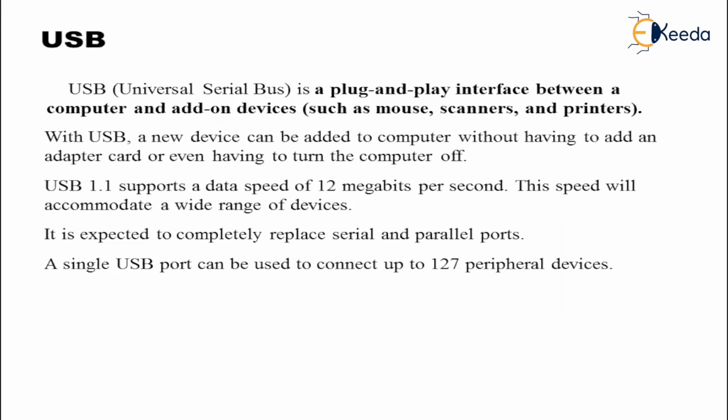Now, what do you understand by USB? Mainly we call it a USB cable, but it is considered to be a Universal Serial Bus. It is a plug and play interface between the computer and different types of devices like mouse, scanners, and printers, which are interconnected with each other. Now, what is the purpose of USB? With the help of USB, a new device can be added to the computer, and also an adapter card can be added, which can be used for turning the computer on and off.